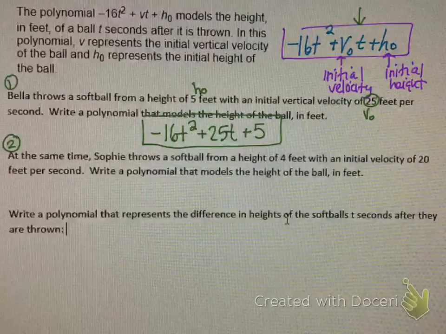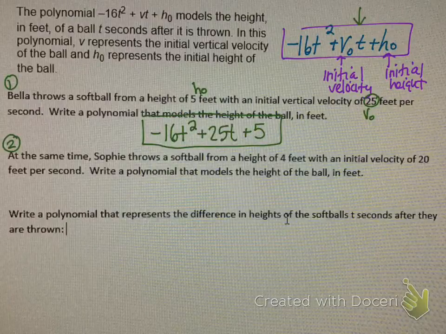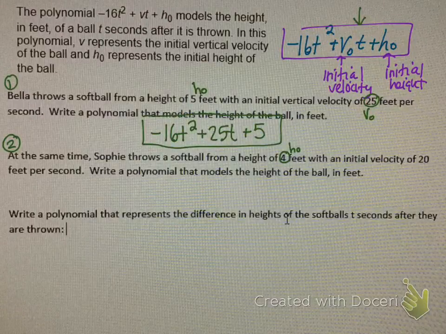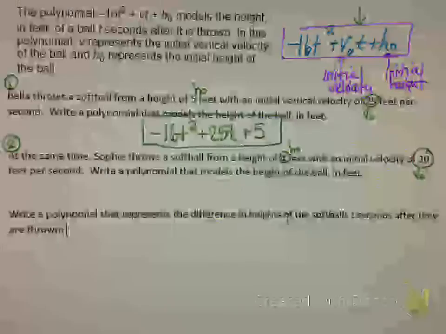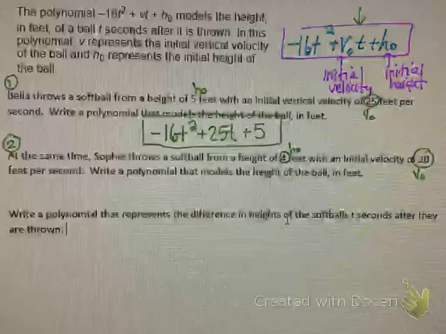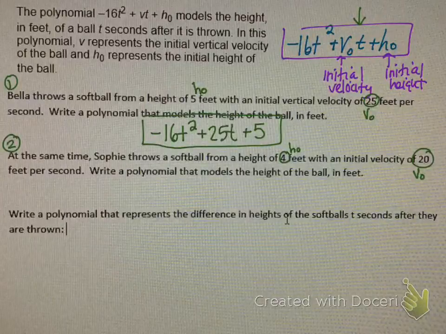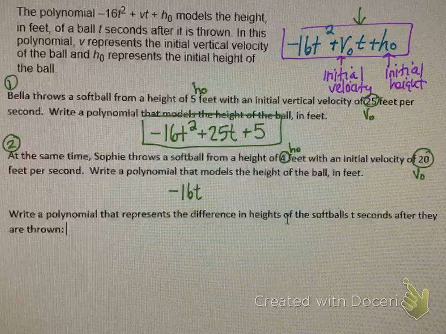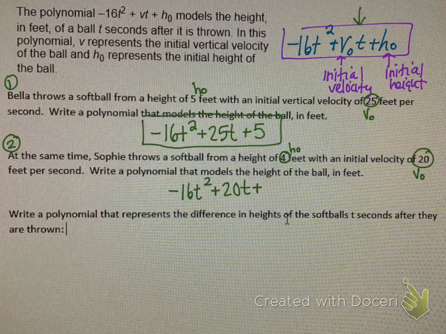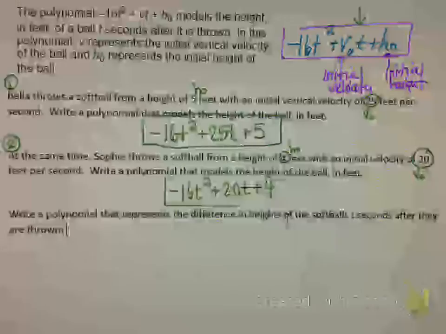For number 2, at the same time, Sophie throws a softball from a height of 4 feet, so 4 is our initial height. And the initial velocity is 20 feet per second, so there's our initial velocity, v sub 0. Write the polynomial that models the height of the ball in feet. So this is negative 16t squared. My initial velocity is 20, so plus 20t, and the initial height is 4, so plus 4.